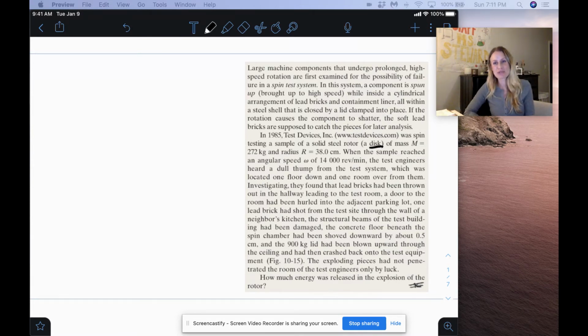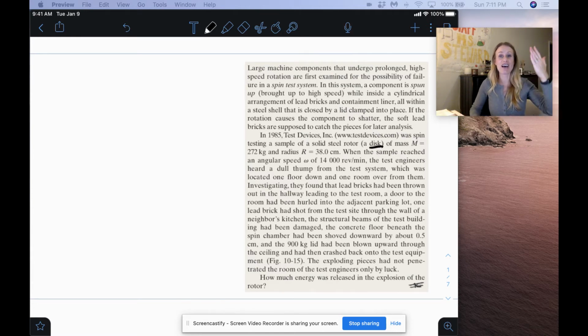This is a true story, and there's a picture of what happened, of the wreckage, in your book, and this is in chapter 10, of course. So if you want to see that picture, check out chapter 10 in your book. So first and foremost, let's just write down our givens.